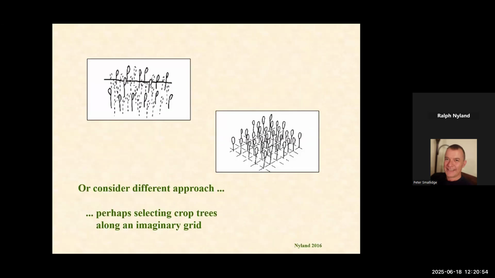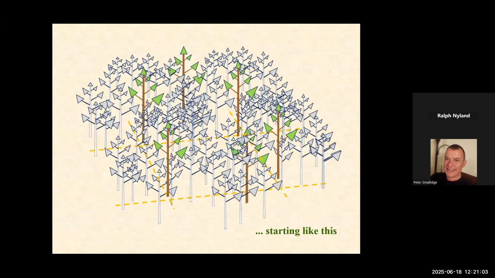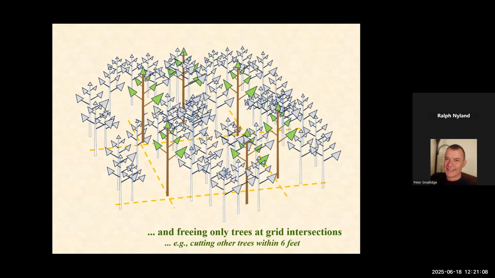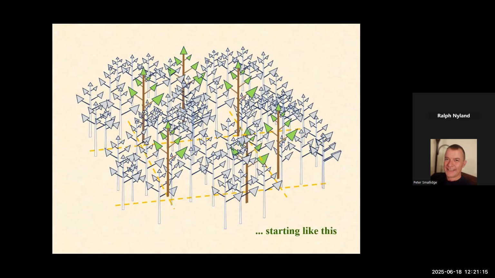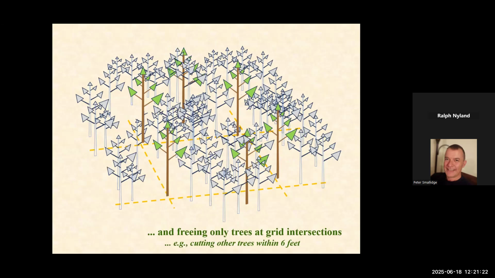Now consider a different approach. Perhaps selecting crop trees along an imaginary grid, starting like this, with this imaginary grid run through the stand, and you free the trees only at the grid intersections. Again, start like this, imagining a grid at some desired spacing, and free the trees at the grid intersections. Perhaps again, cutting anything within 6 feet.